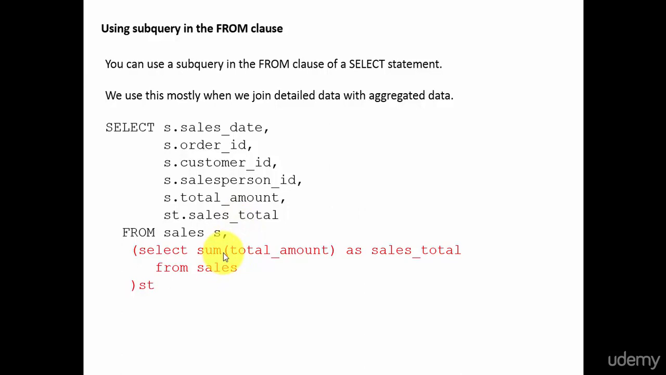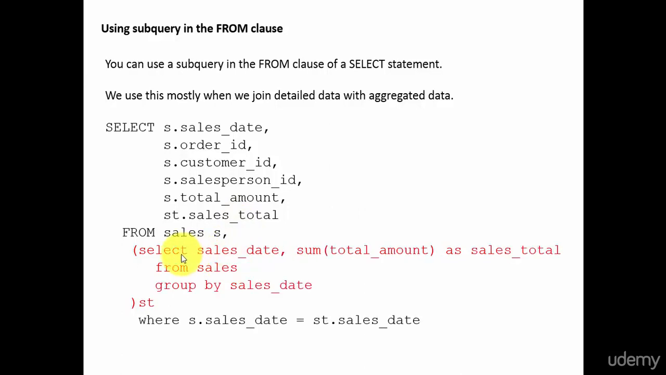Now let's see another example. Here you see I am performing a subquery where I am calculating the sales total by sales date. By sales date, this will give me the sales total. And I am getting the detailed data from the sales table. I'm calling this subquery ST and I'm joining between sales date and this subquery ST sales date. So what will this do? It will find out the sales total for each sales date and it will display that sales total for that sales date in that corresponding row.